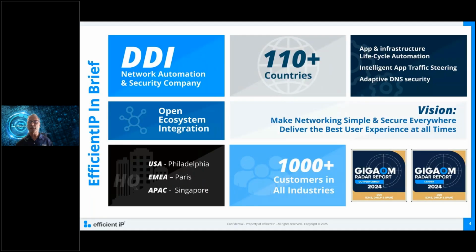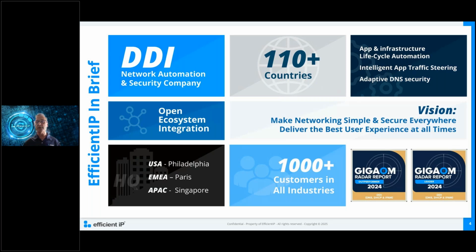But before we get started, quick reminder who EfficientIP is. EfficientIP is a global leader in core network services, specializing in DNS, DHCP, and IP address management, better known as DDI. We also complement DDI with network automation and security. We empower digital transformation by helping organizations modernize infrastructure to meet today's IT and security challenges. EfficientIP has a worldwide reach, headquartered in Paris, and operates in over 110 countries.